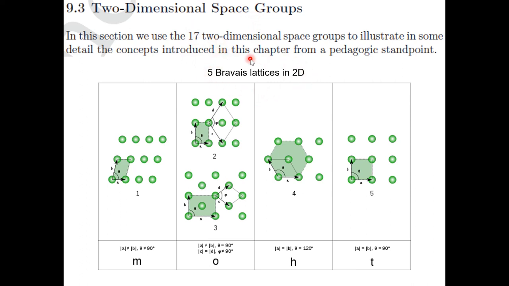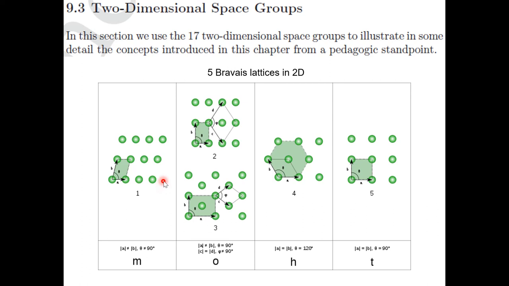So there are only five Bravais lattices in 2D as opposed to 14 in 3D, and only 17 2D space groups as opposed to 230 in three dimensions. So then it's easier to go through all of them or most of them and discuss their properties. So these are the five different Bravais lattices in 2D.